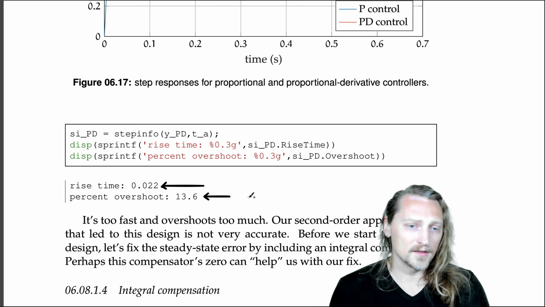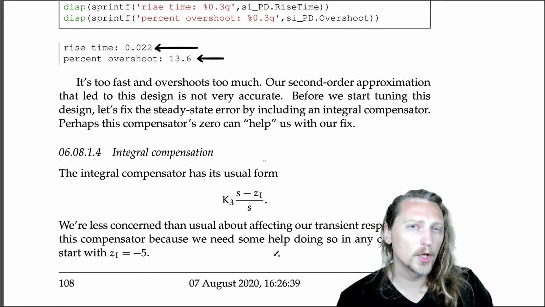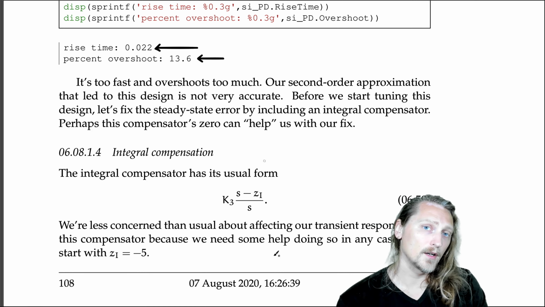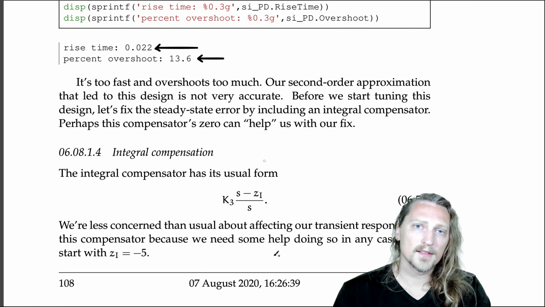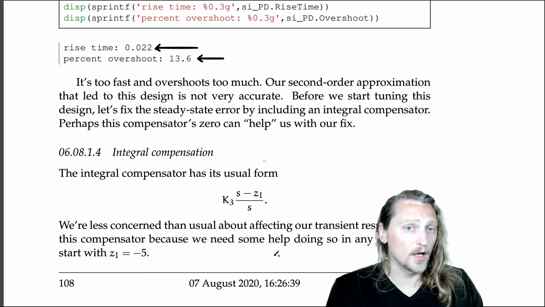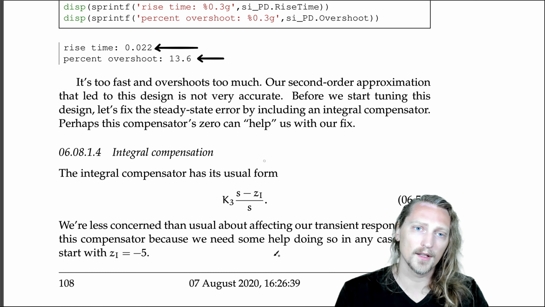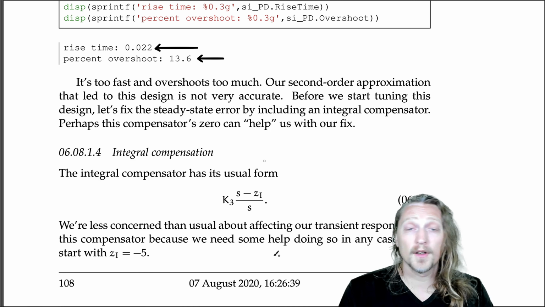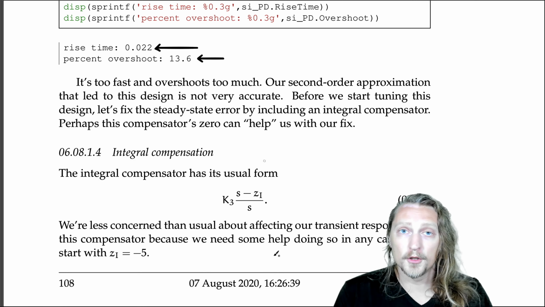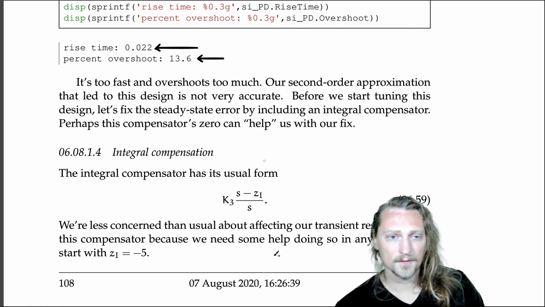Before we start tuning this design, let's fix the steady state error by including an integral compensator. So we could tune it at this point, but we're going to screw it up a little bit when we include the integral compensator. So let's use that integral compensation, see what happens. Maybe things will get better. You never really know before you start how each compensator is going to affect everything. The complexity has increased to the point where we're not totally sure. If we include the integral compensator, will the overshoot get better? Will it get worse? So let's go ahead and see what happens.